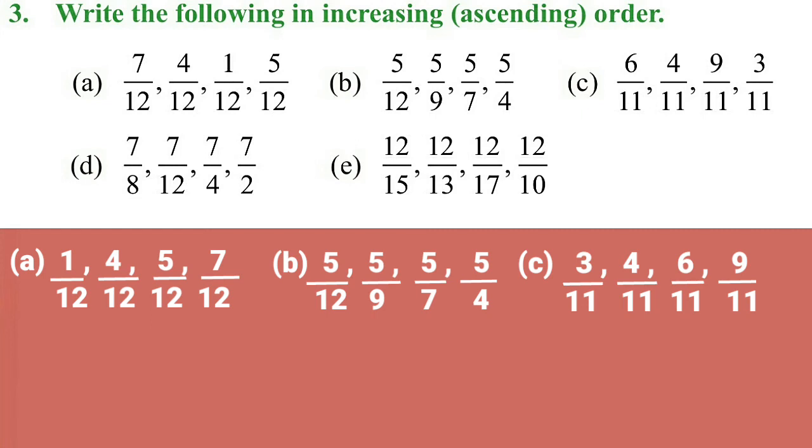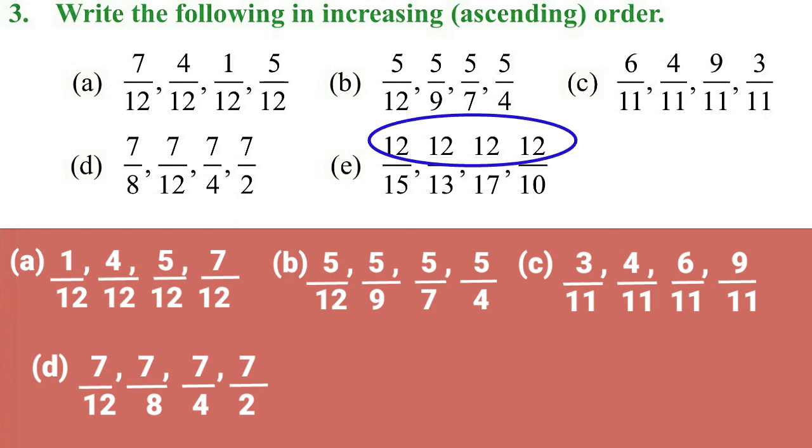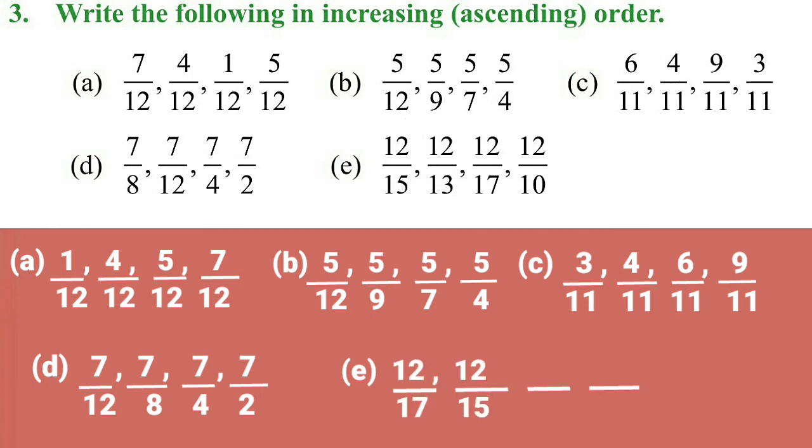So D part is 7 by 8, 7 by 12, 7 by 4 and 7 by 2. Here you can see numerators are same. So इसका process उल्टा होगा, right? Opposite process. So here we will write the answer 7 by 12, 7 by 8, 7 by 4 and 7 by 2. E part 12 by 15, 12 by 13, 12 by 17, 12 by 10. Similarly here numerators are same, so process उल्टा होगा. So इसका आंसर होगा 12 by 17, 12 by 15, 12 by 13 and 12 by 10.